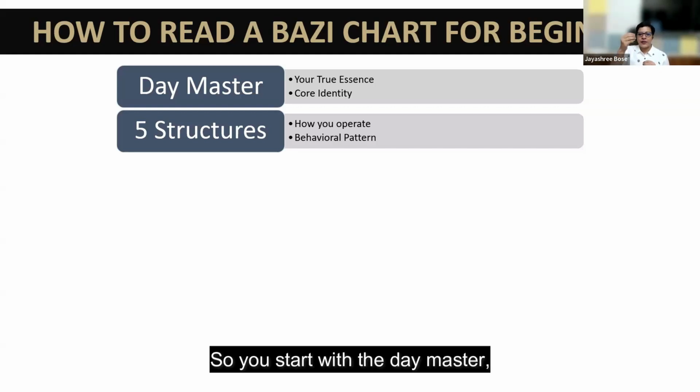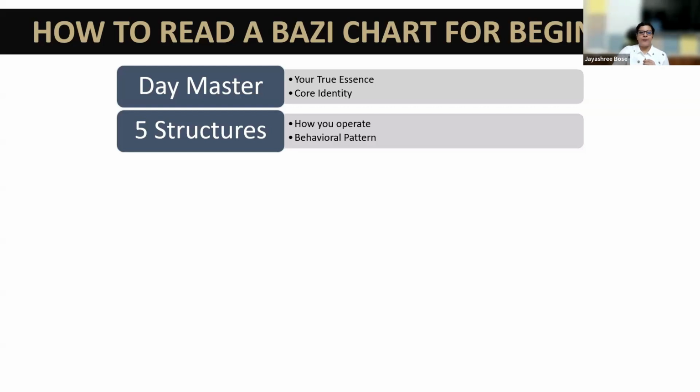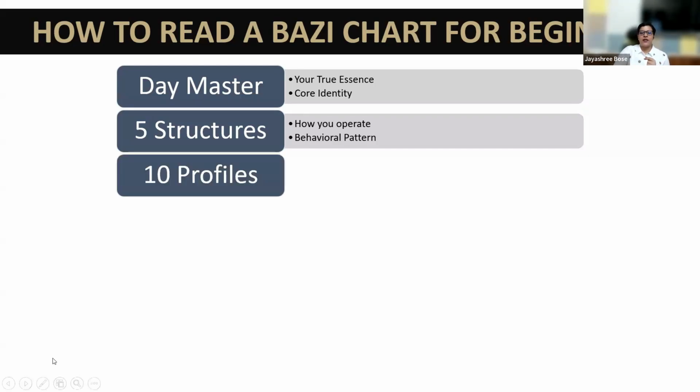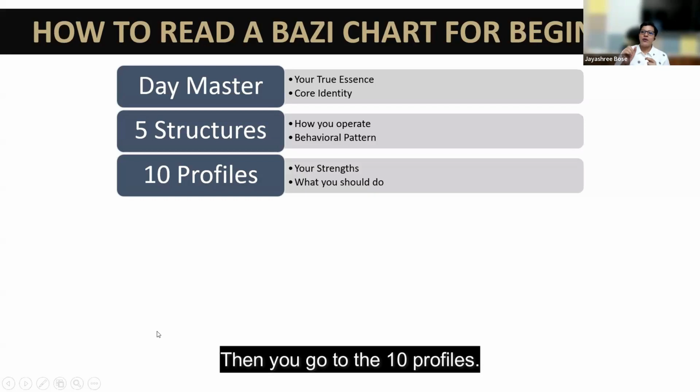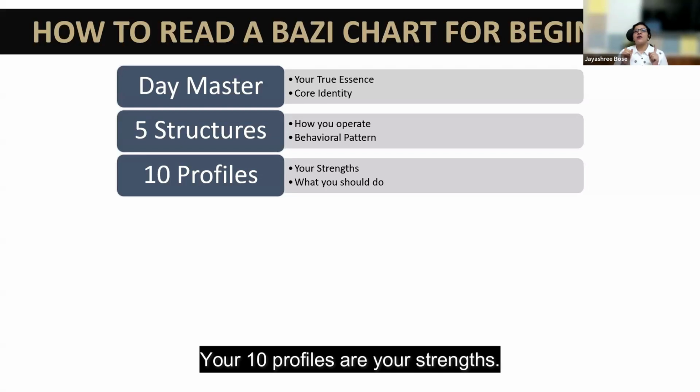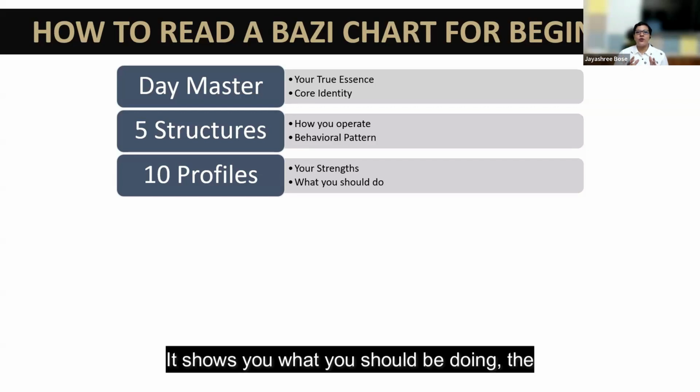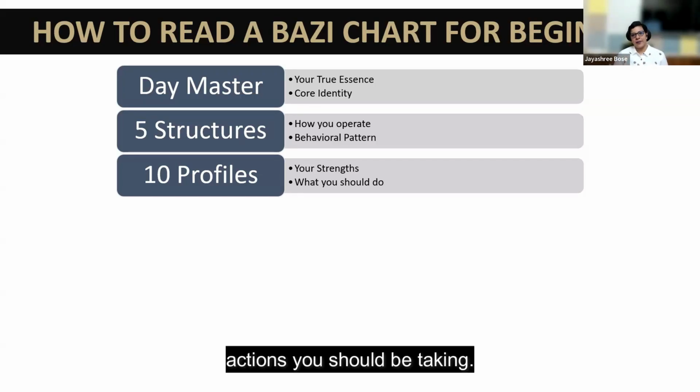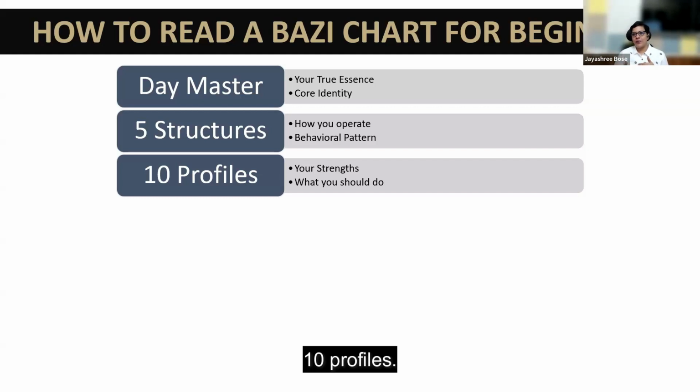So you start with the day master, then you move to the 5 structures. I'll share a BaZi chart shortly, and I'll show you what to do. Then you go to the 10 profiles. Your 10 profiles are your strengths. 10 profiles is your dominant element. It shows you what you should be doing, the actions you should be taking. So that is the 10 profiles.